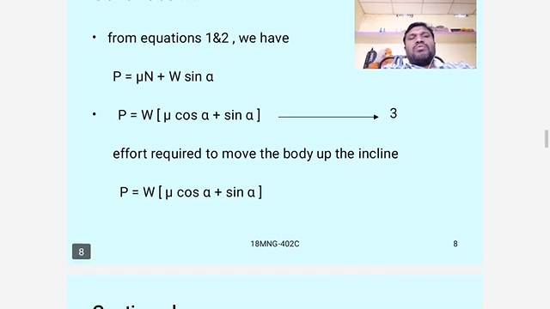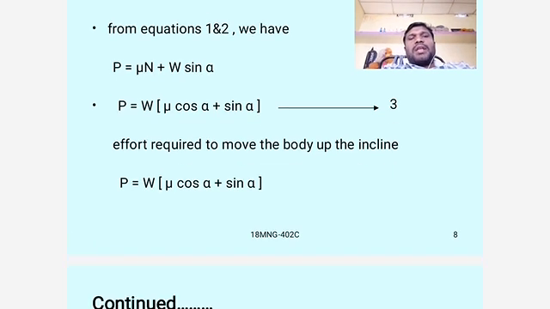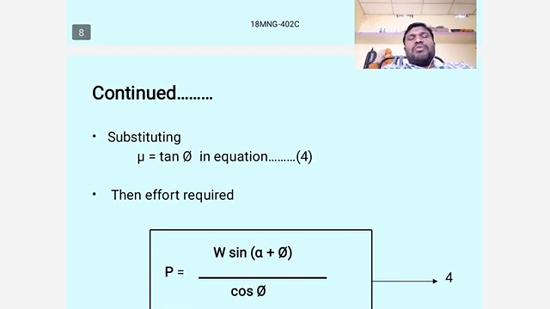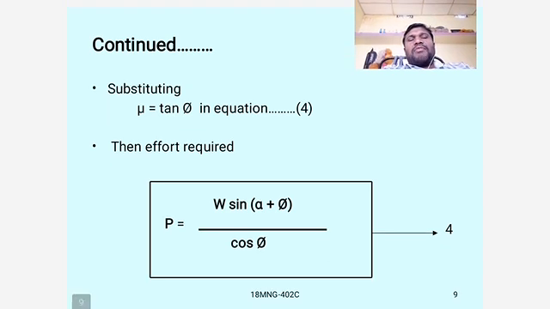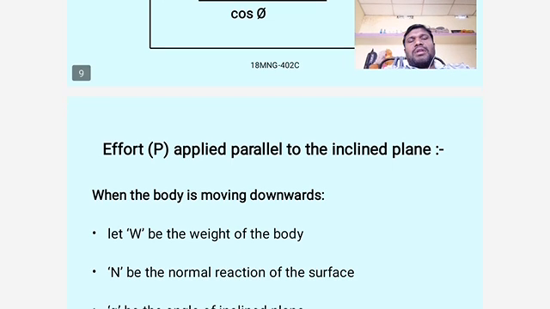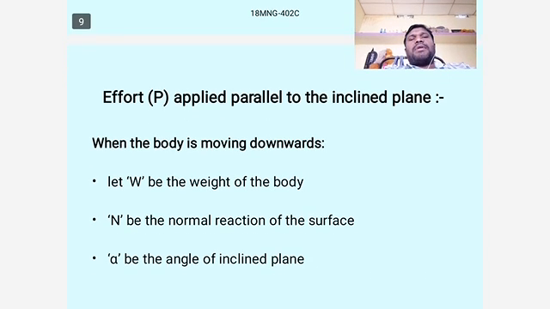Effort required to move the body up the inclined plane, P is equal to W into mu cos alpha plus sine alpha. Substituting mu is equal to tan phi, then the effort required P is equal to W sine of alpha plus phi divided by cos phi, equation 4. Effort means P applied parallel to the inclined plane.